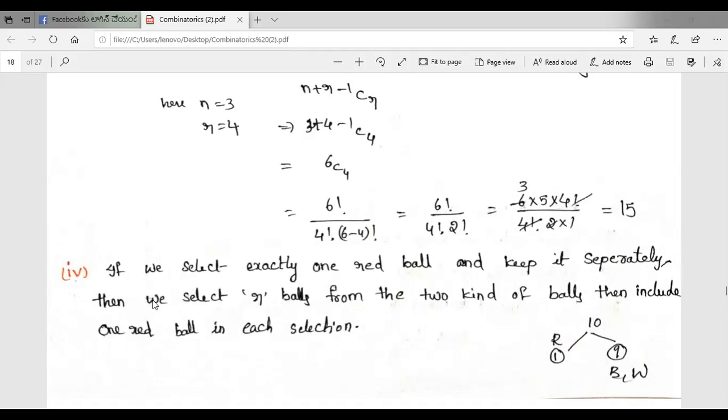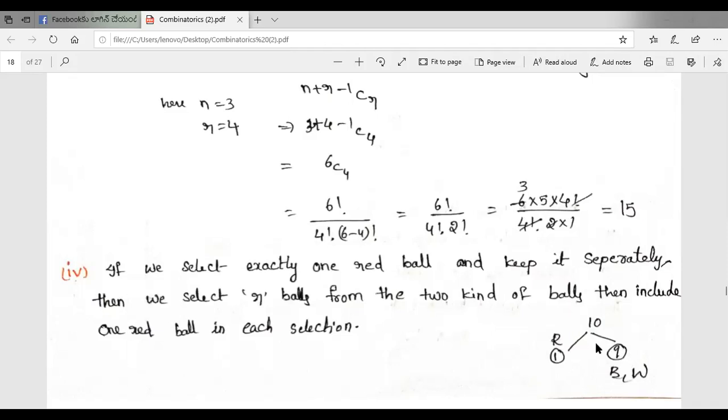If we select exactly one red ball and keep it separately, then we select our balls from the 2 kinds of balls, and include one red ball in each selection. So the total number of balls we have to select is 10, and in that, one must be a red ball. One is selected and kept separately, and the remaining 9 balls are selected from the 2 kinds, blue and white.